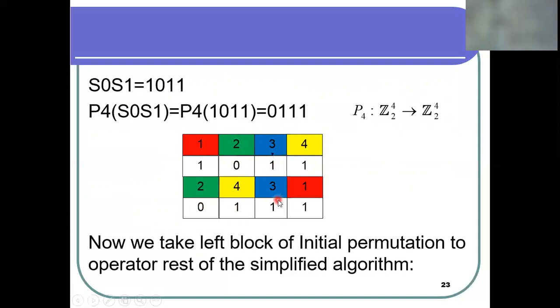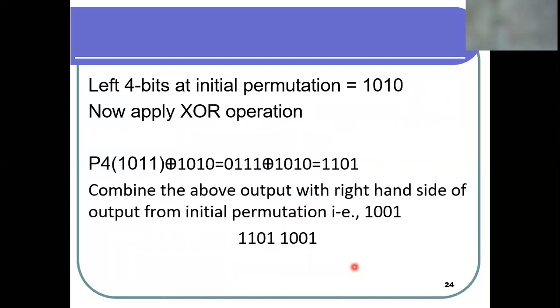Then the third bit remains in third position. And then the first position, the binary of the first position is 1, so we will have to place it at the fourth position. Now we take the left block of the initial permutation to operate the rest of the simplified algorithm.